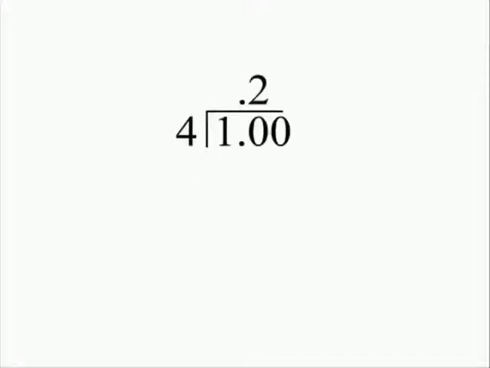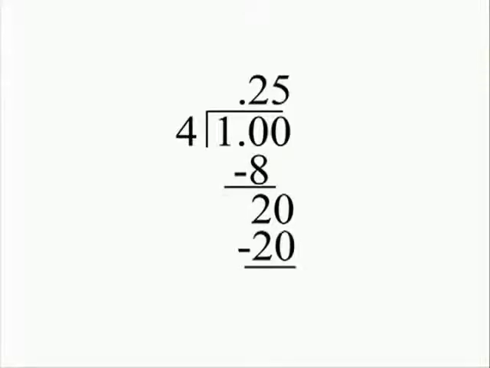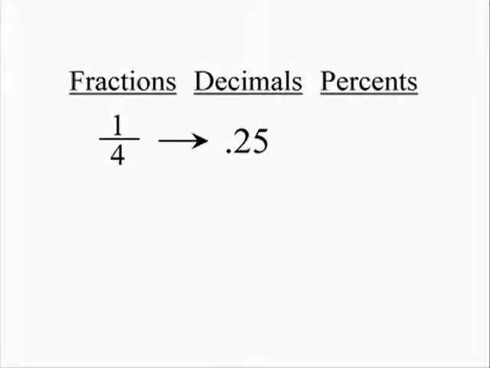4 divides into 10 at most 2 times with a remainder of 2. Bring down your 0 and perform your next division. 4 divides into 20 exactly 5 times with no remainder. As you can see, I've just turned the fraction 1/4 into the decimal 25/100ths.